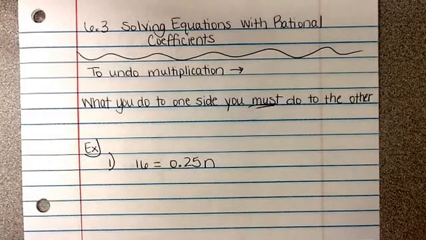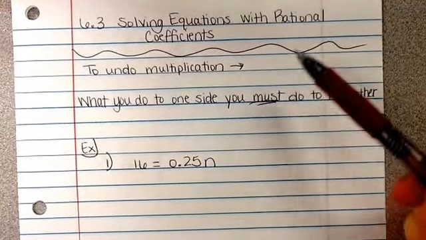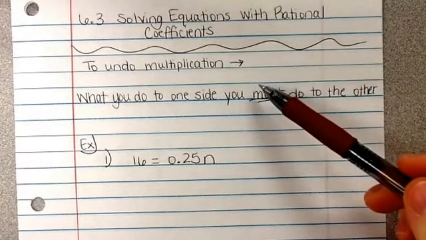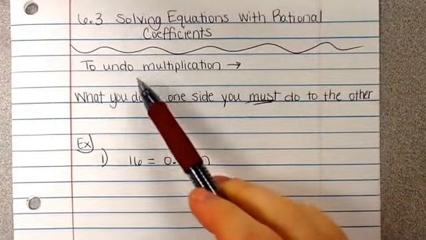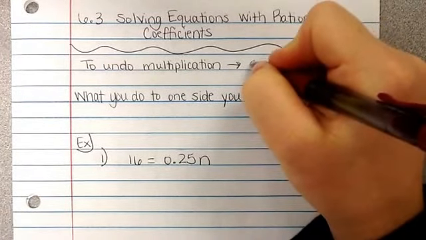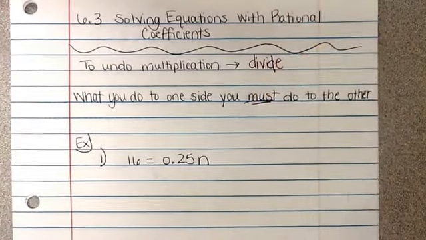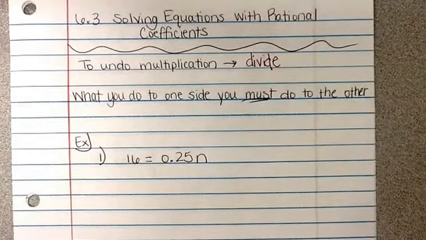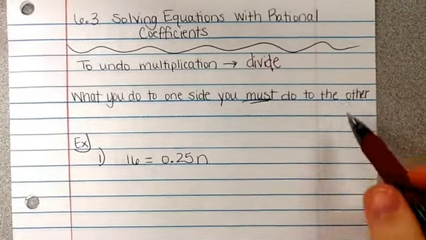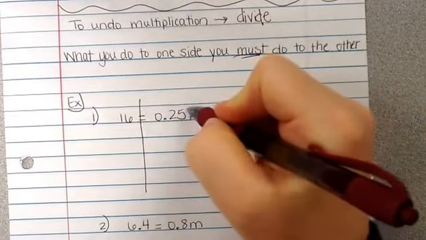Hello, mathematicians. Today we are going to solve multiplication equations with a rational coefficient, which means a decimal or a fraction. So, reminder, to undo multiplication, what must you do to both sides? Divide. To undo multiplication, you will divide. And what you do to one side, you must do to the other. So just like we had done before, we are going to balance.